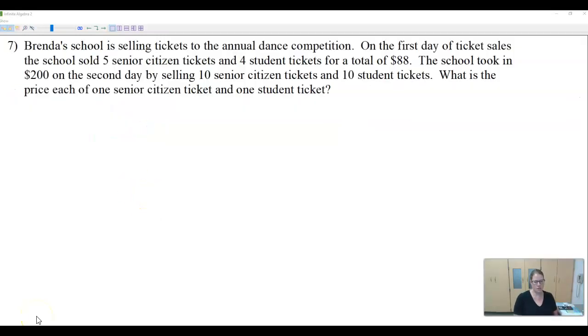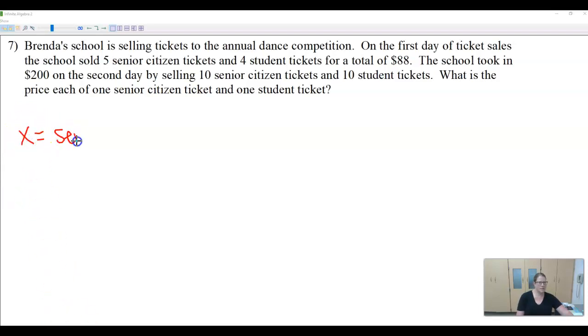Alright, so let's go ahead and look at a story problem. Brenda's school is selling tickets to the annual dance competition. On the first day of ticket sales, the school sold 5 senior citizen tickets. So let's call X the senior citizen tickets, and 4 student tickets for the total of $88. So let's call Y student tickets. The school took in $200 on the second day by selling 10 senior citizen tickets and 10 student tickets. What is the price of each of 1 senior citizen ticket and 1 student ticket?